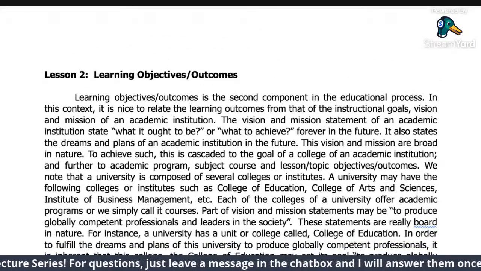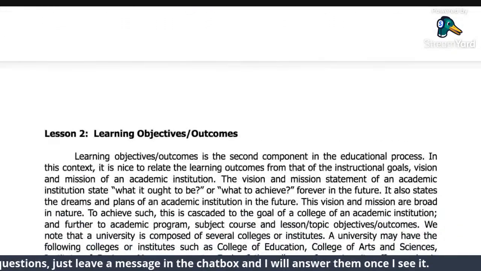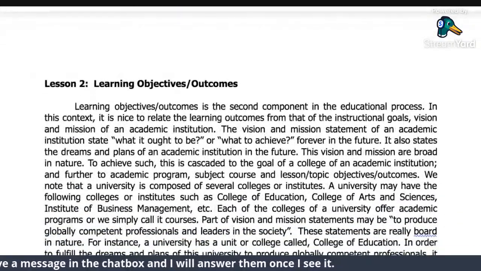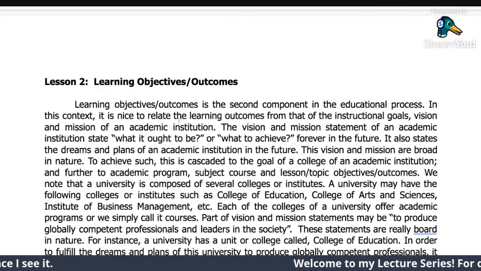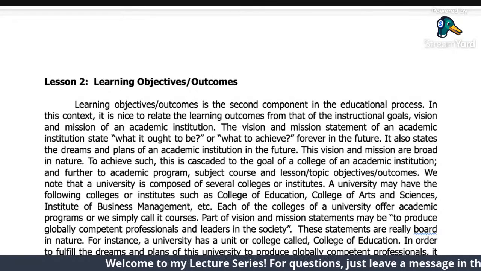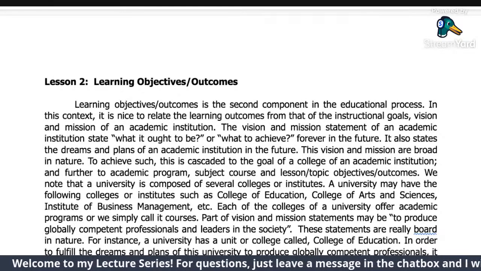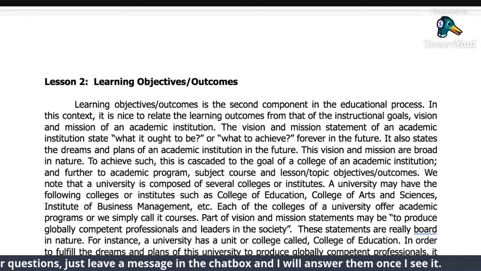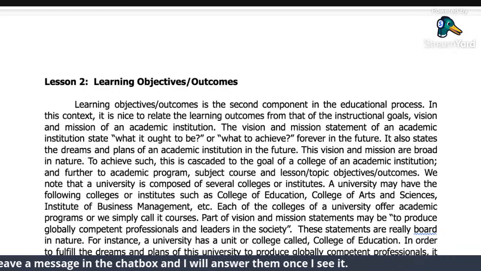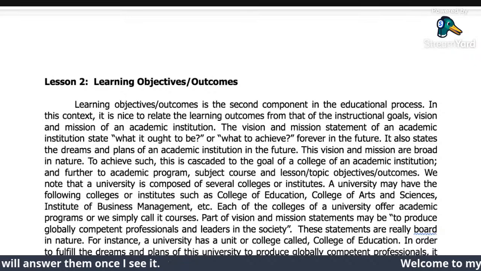All right, so we proceed now to the learning objectives and outcomes. So this is the second component. The vision, it says here, in this context, it is nice to relate the learning outcomes from that of the instructional goals, visions, and missions of the academic institution. Okay? The vision and mission statement of an academic institution state what it ought to be or what to achieve forever in the future. Kaya sa school natin, meron tayong vision, mission statement. Okay? It also states the dreams and plans of an academic institution in the future.